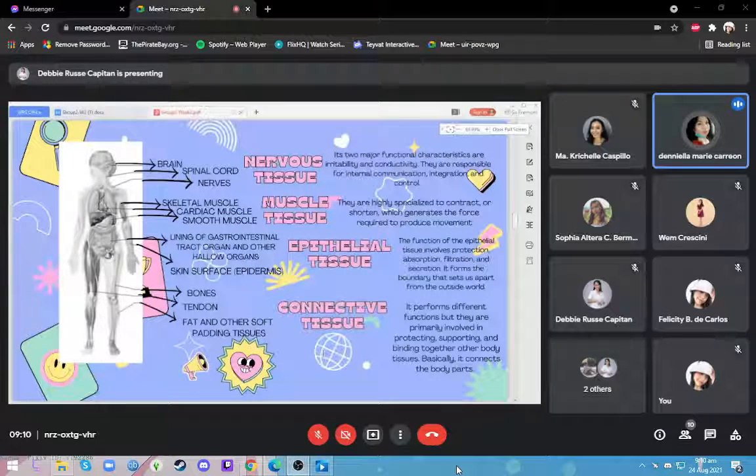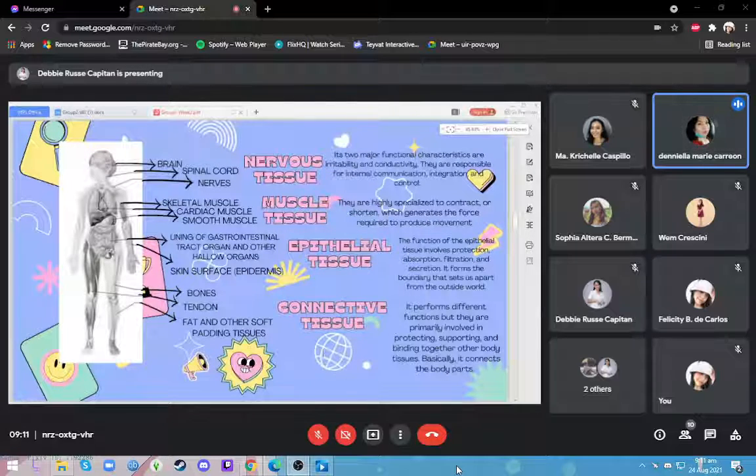Number two is muscle tissue. They are highly specialized to contract or shorten, which generates the force required to produce movement. So it contracts to initiate movement in the body. It is found in the skeletal muscle, cardiac muscle, and smooth muscle.